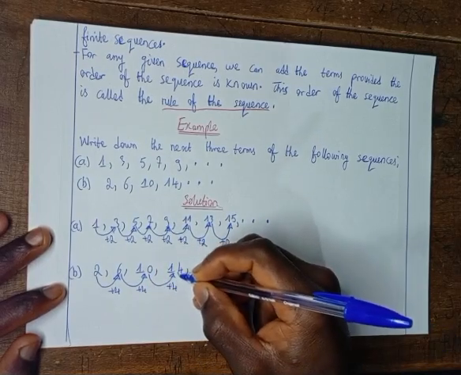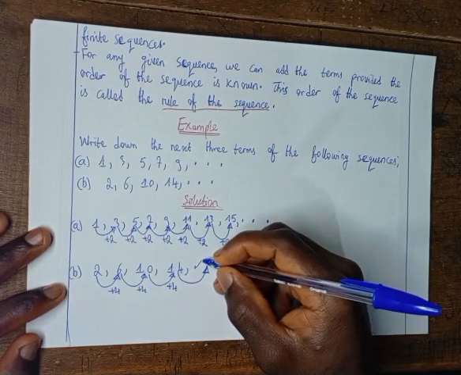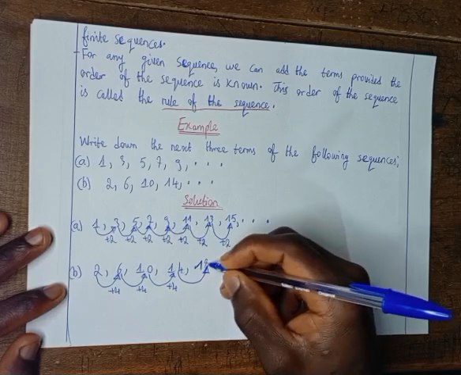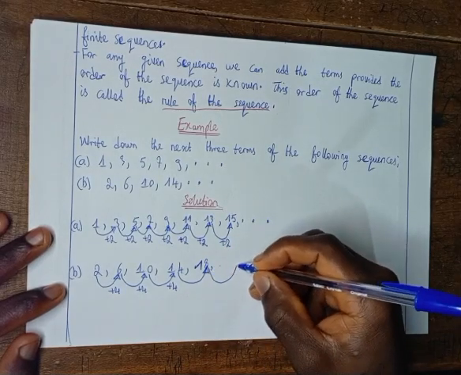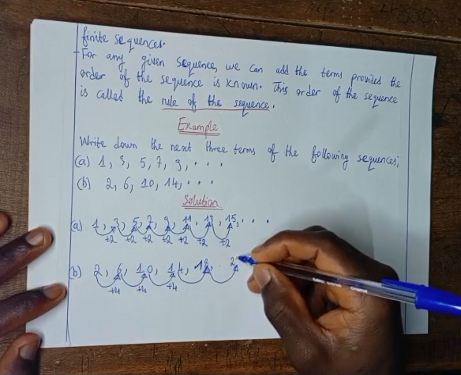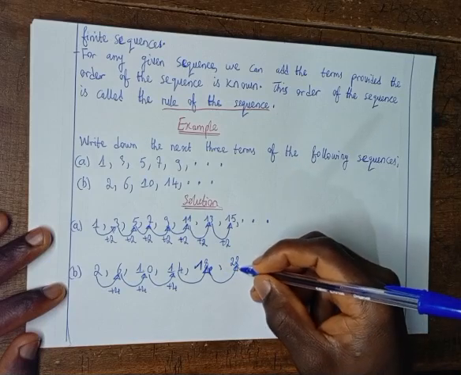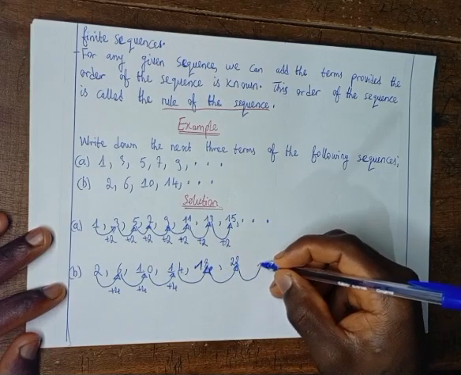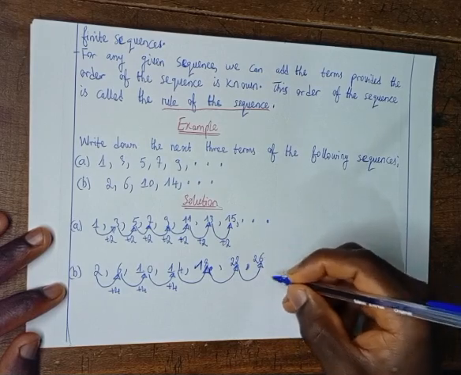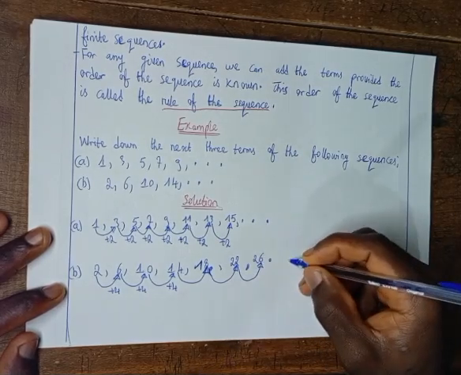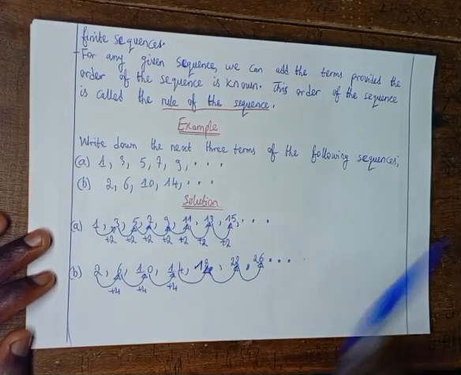So if you add 4 to 14, we are going to obtain the number 18. Next, if we add 4 to 18, we are going to obtain the number 22. Next, if we add 4 to 22, we are going to obtain the number 26. Then we put the 3 dots indicating that it is an infinite sequence.